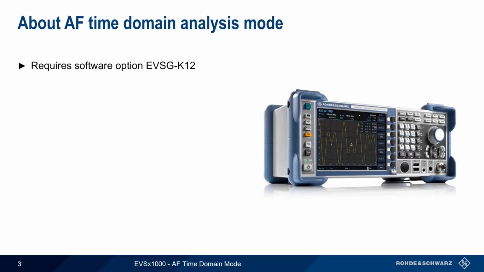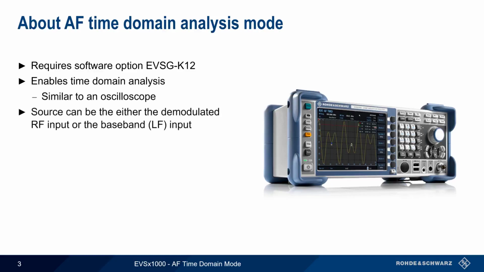Software option K2 enables the EVS1000's time domain analysis functions. These work in a way very similar to a traditional oscilloscope. The measured signal can be either the demodulated RF input or the low-frequency baseband input. Note that low-frequency signal input also requires option K7.